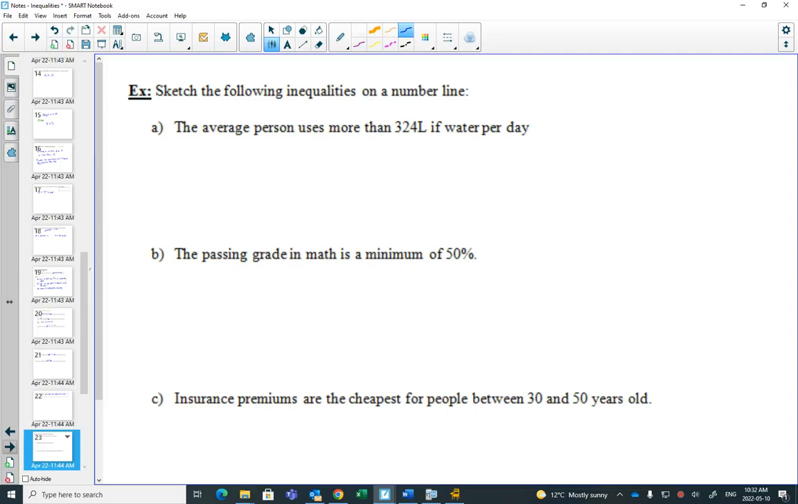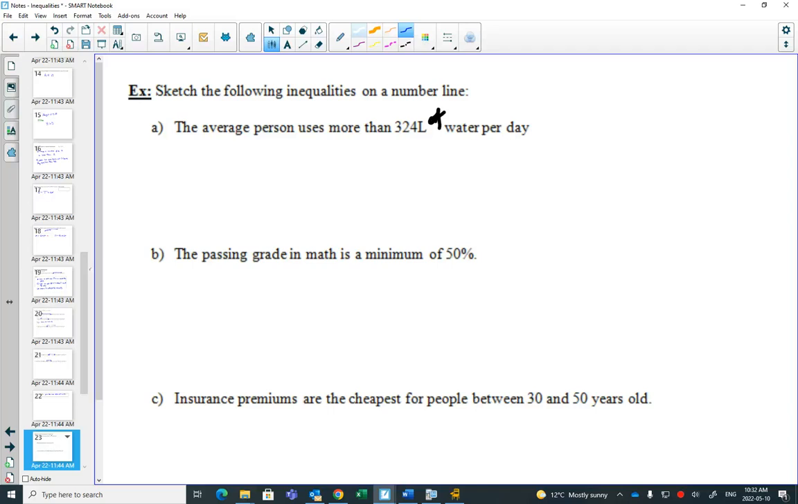Here we go. We need to sketch these. The average person uses more than 324 liters of water a day. Do you think we use that much water a day? Showering, using the toilet, the washing machine. That's a lot of water for one person.